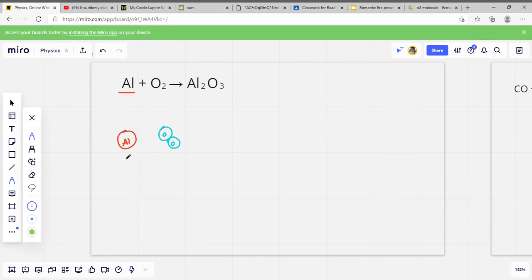We're adding those together, and we're supposed to come up with aluminum oxide right here. Two aluminums connected with three oxygens makes aluminum oxide, which is basically rust. So we got aluminum, and there are two of those connected together. And then we have three oxygens on there.